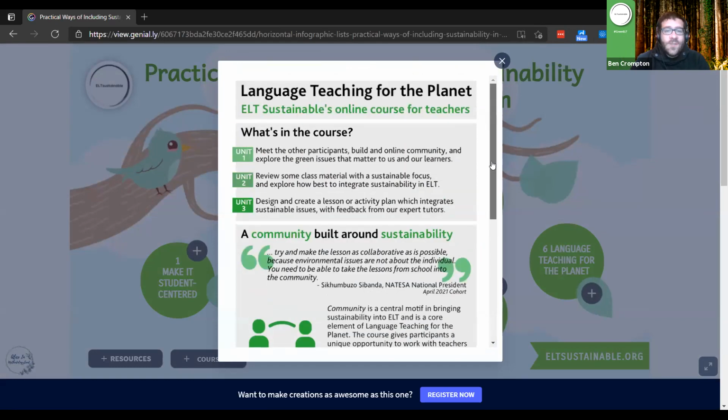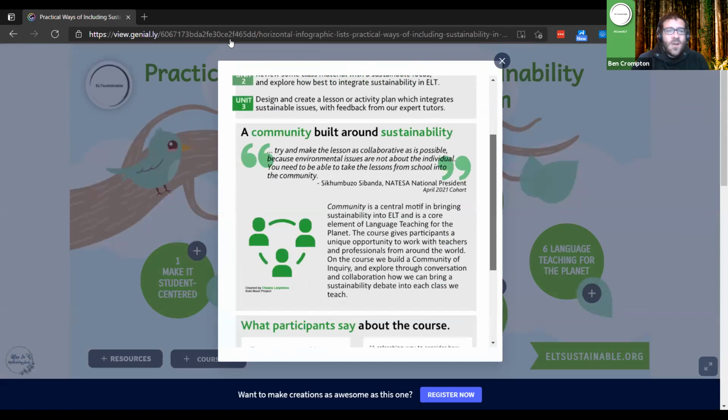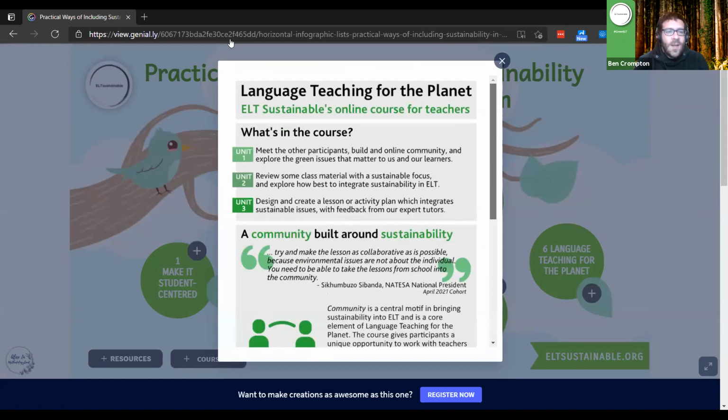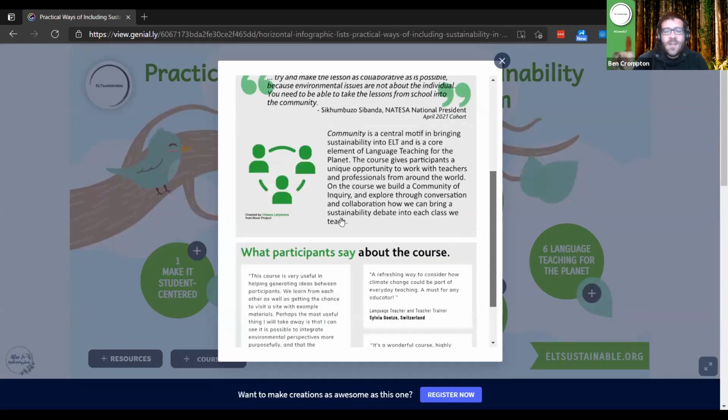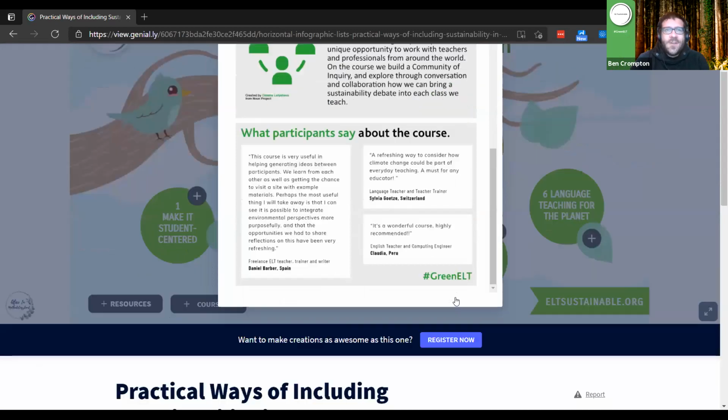The community is a really central aspect in this, both in terms of the way that we foster an online community of teachers, but also how a community of inquiry can shape the learning experience and the learning outcomes. And when I took the course almost a year ago, I found it transformational in terms of how I integrate sustainability. And I know that many ex-participants will back me up on this.